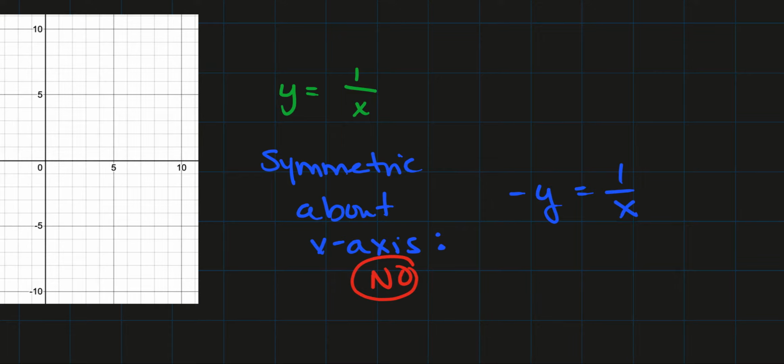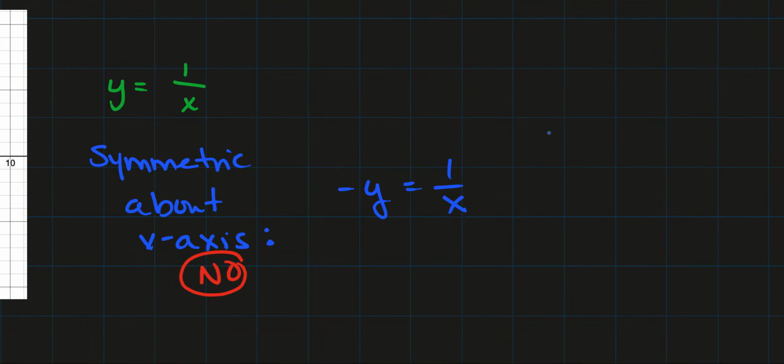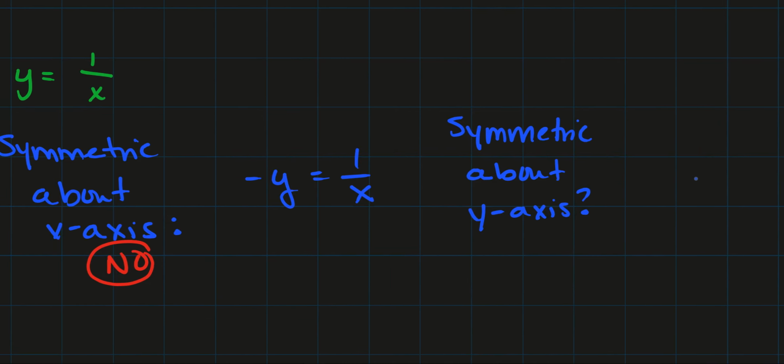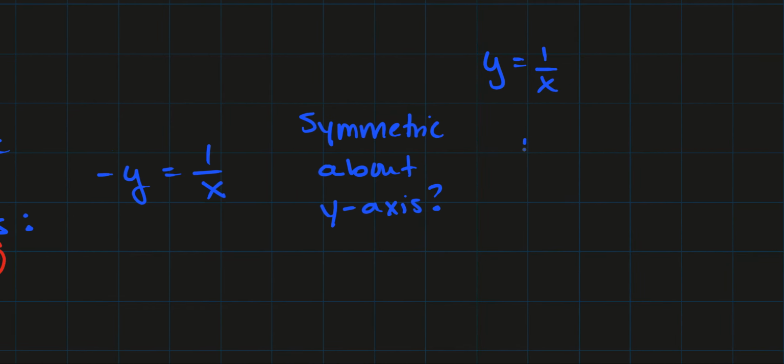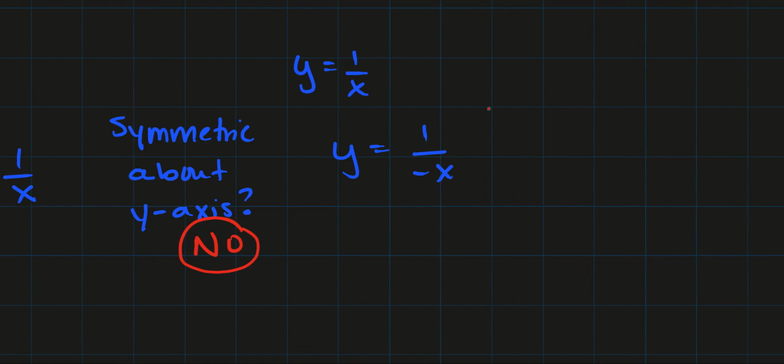Is it symmetric about the y-axis? Well, that means plug in, so the original equation was y is equal to 1 over x. We're going to plug in negative x, so we get y is equal to 1 over negative x. But this negative doesn't disappear, so it's not symmetric about the y-axis. We have one more thing to test.